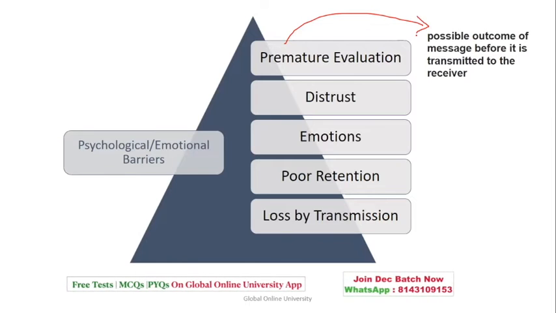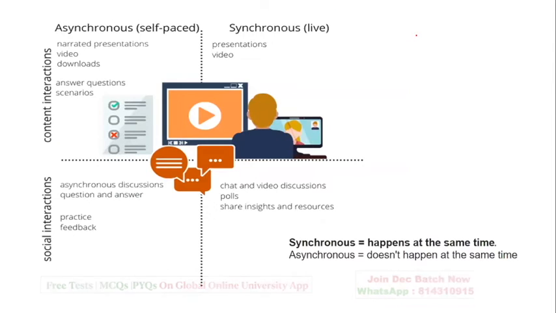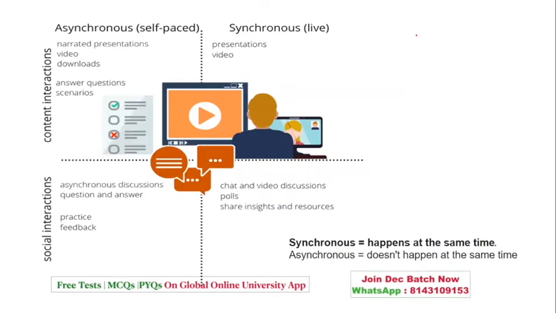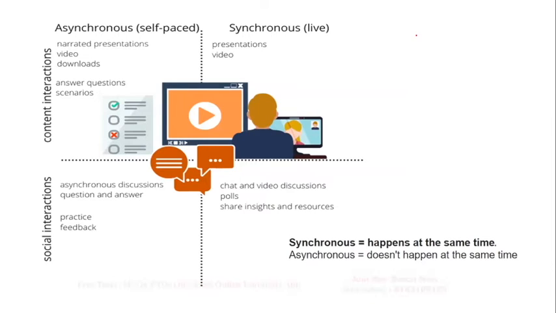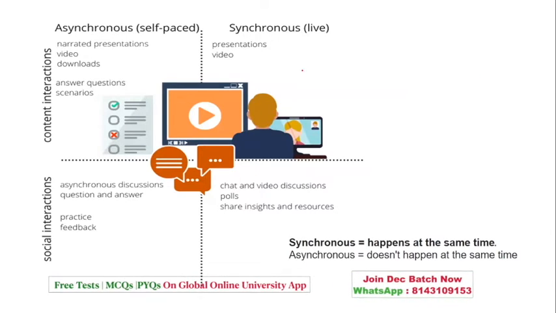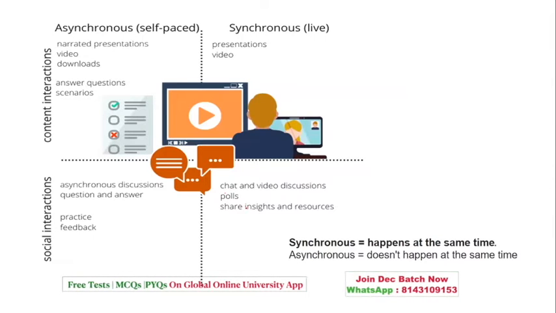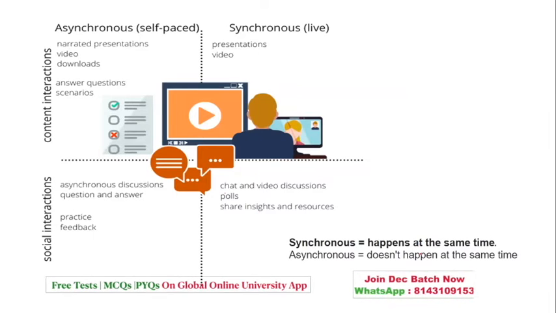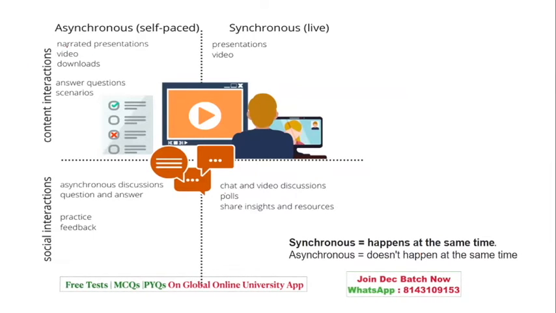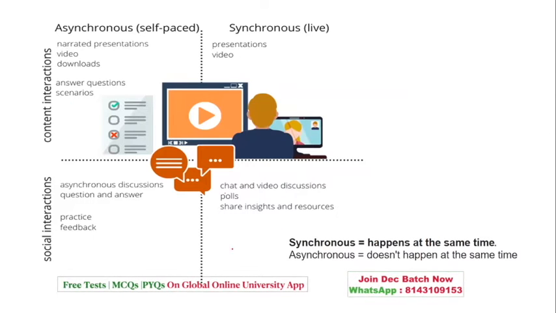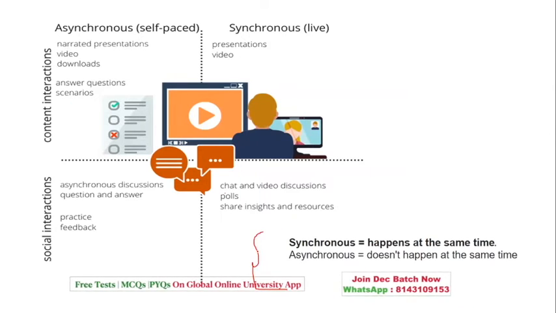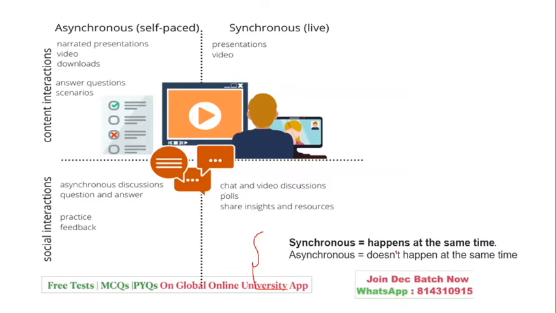Emotional barriers. Now, coming to one of the important parts, that is synchronous and asynchronous mode. Synchronous is the one which happens at the same time, that is live. Which can be in the form of chats, videos, polls, which we take the insights. Asynchronous, it is self paced, it does not happen at the same time. Maybe you're seeing the recorded lectures, or filling up a worksheet. So yes, there are many questions seen nowadays based on this topic, that is synchronous and asynchronous.